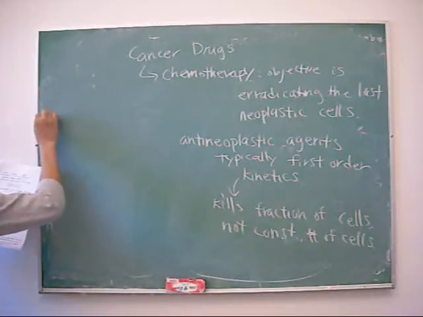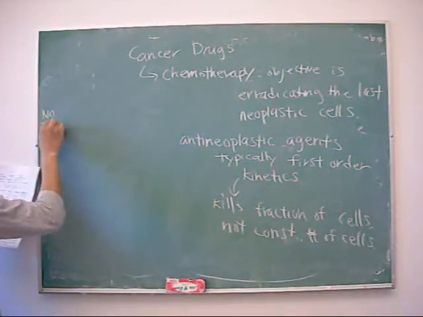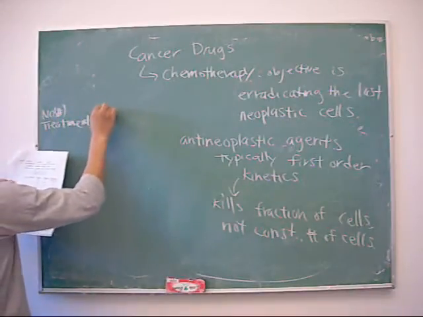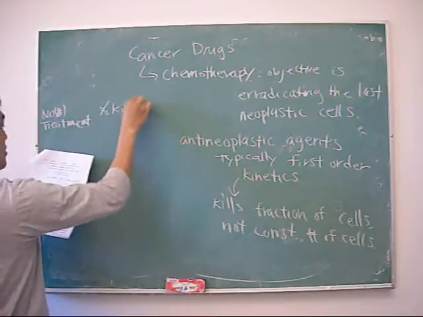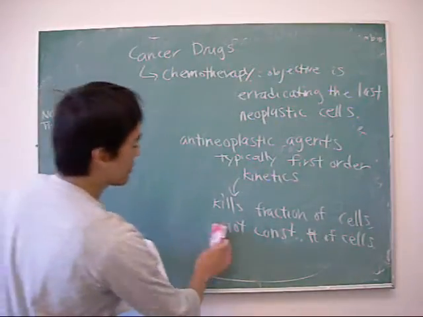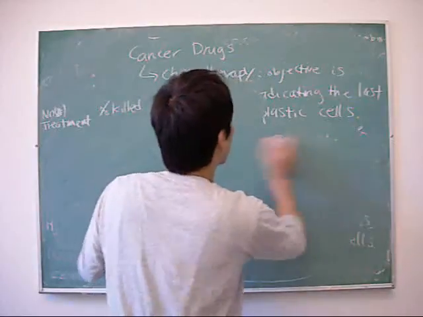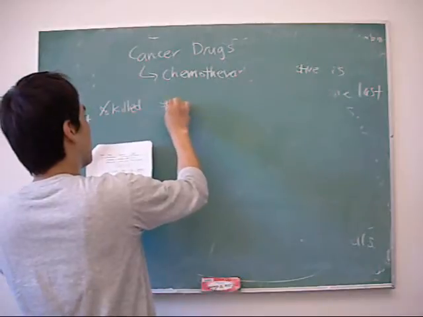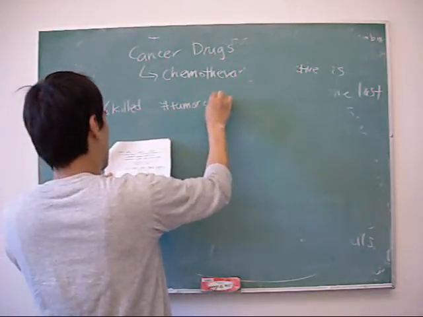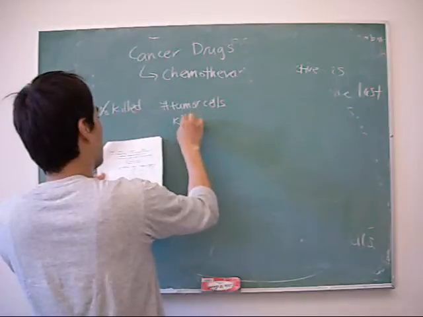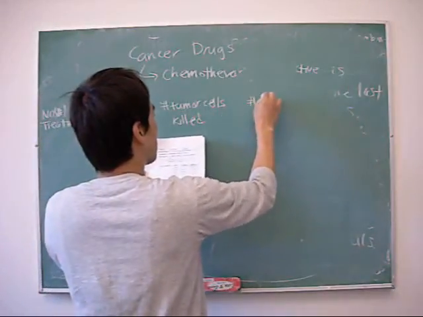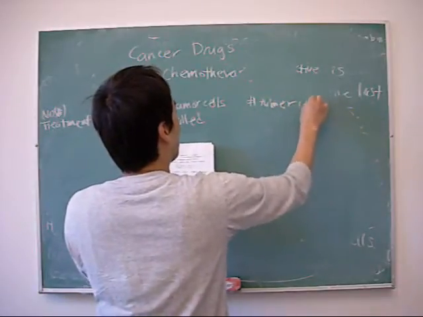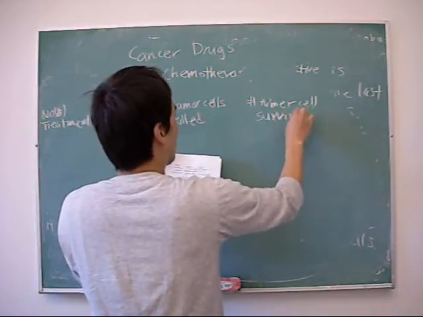So let's say you have number of treatments, percent killed, number of tumor cells killed, and number of tumor cells survived.